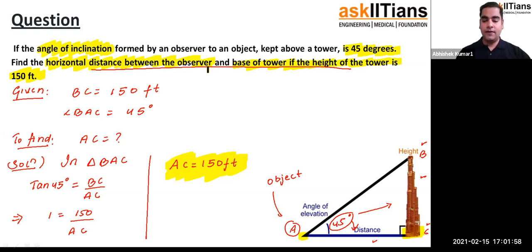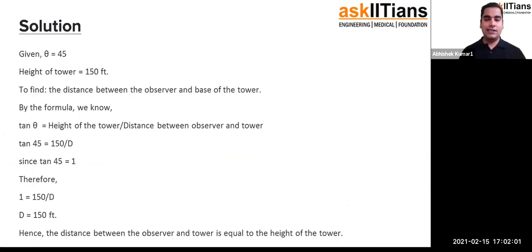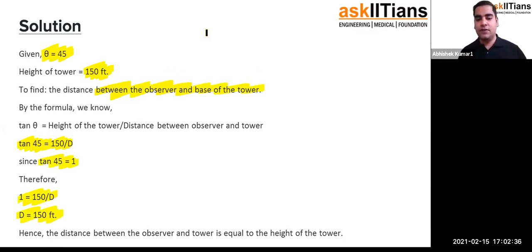All right, understood. All right, let's move ahead. This solution has been given, guys, for your reference. If you want to go through it, you can certainly go through it. They have also done this problem in exact same way. Let me highlight. Theta was given to be 45 degree. Height of tower was provided, which was 150 feet. And we were supposed to find out the distance between the observer and the base of tower. So they did the exact same thing. Tan 45 is going to be 150 over D. We know that tan 45 is 1. Therefore, if you substitute the value and you solve it, the required value you are going to get is 150 feet. And that's your answer to this problem. Understood?